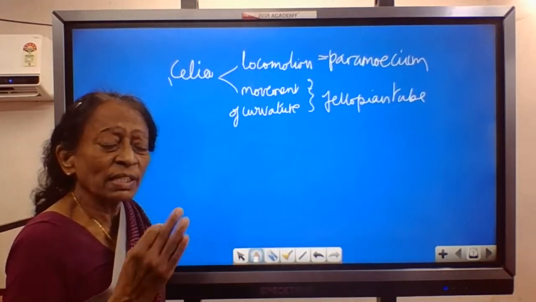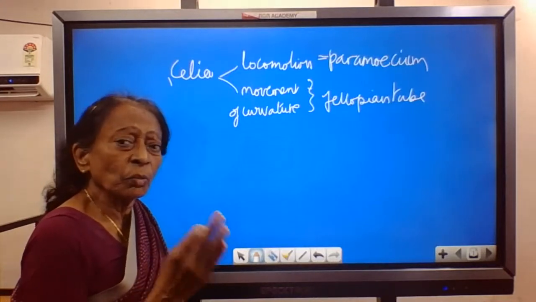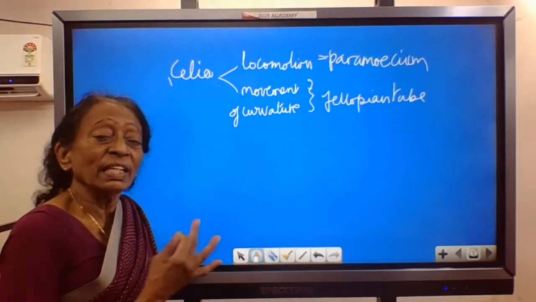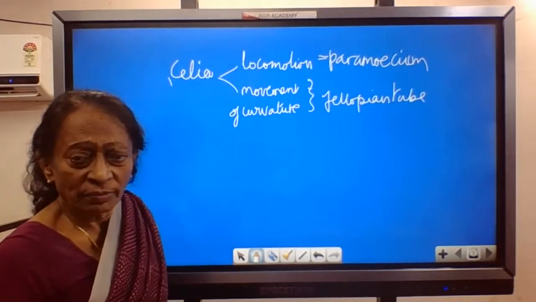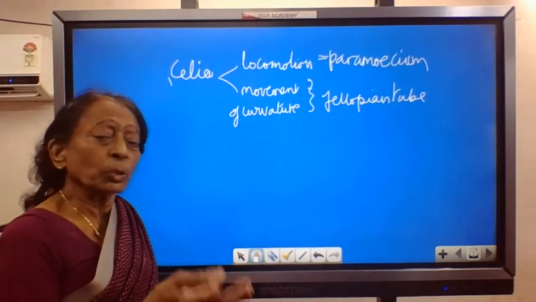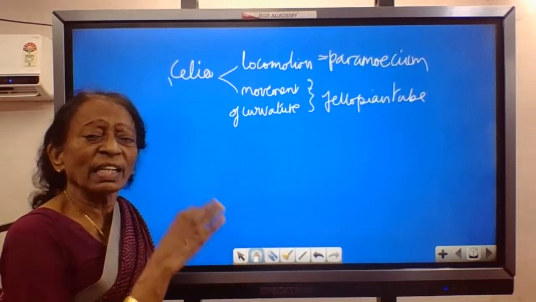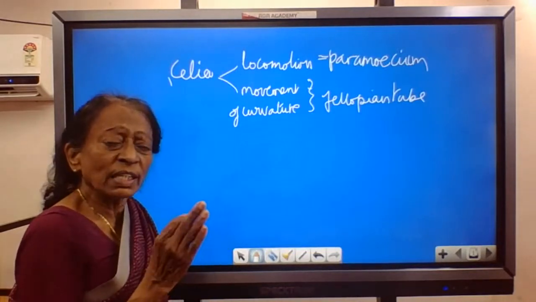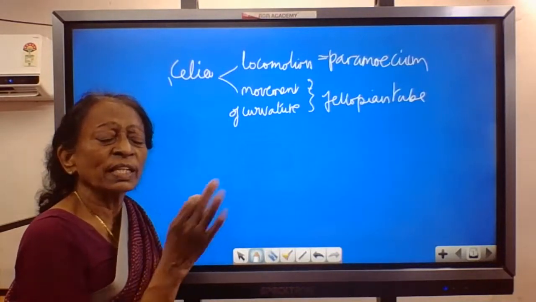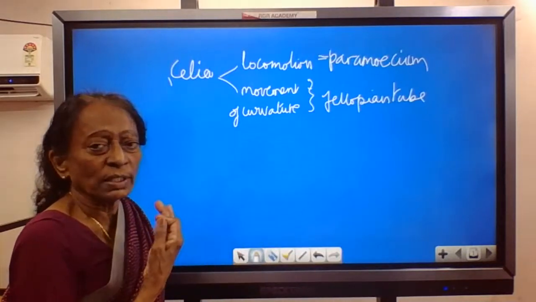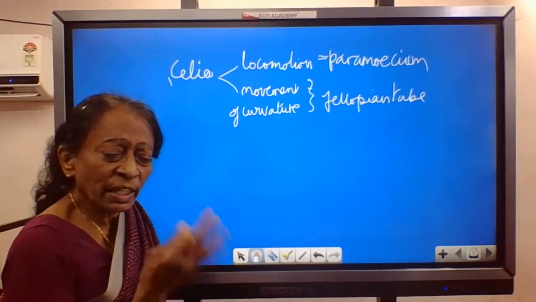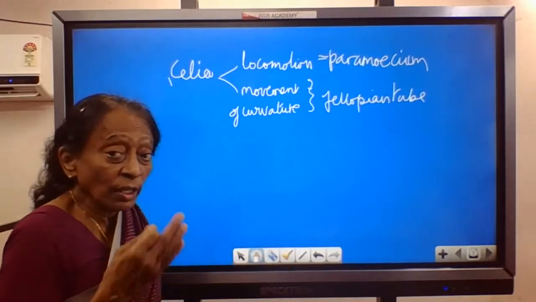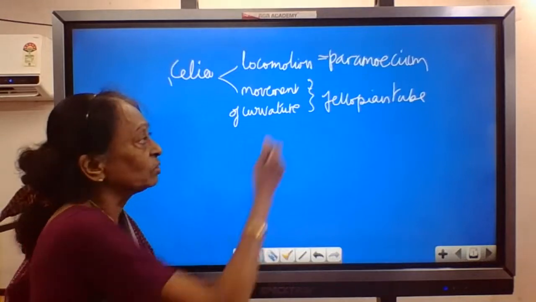Now the movement of the cilia in these cells has a function according to the particular area. If it is the inner ear, it produces the action potential, receiving the stimuli. If you take the trachea and nasal epithelium, it traps the dust particles. If you take the fallopian tube, the ciliated cells push the movement of the ova back towards the uterus. If you take the stomach, it helps in the peristaltic movement.